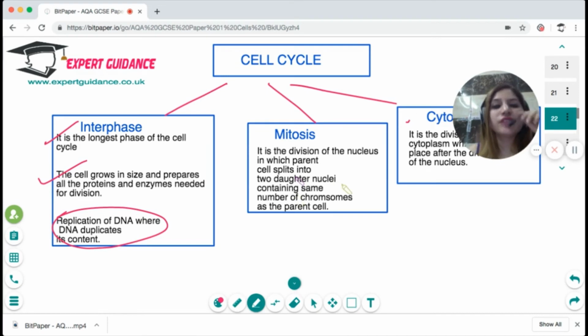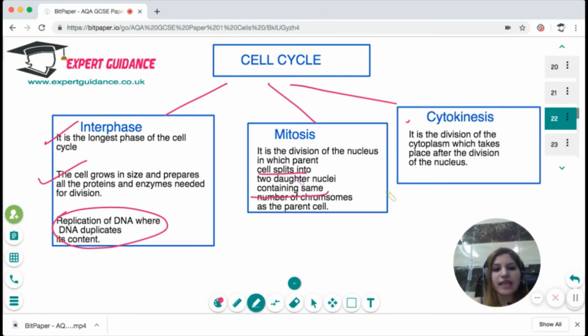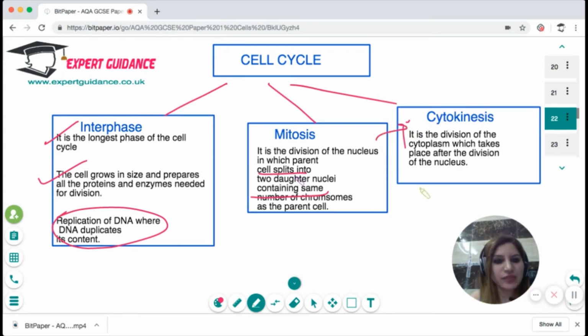After this preparation, the interphase stage is done, then comes the mitosis stage. Mitosis is the division of the nucleus, in which the parent cell splits into two daughter nuclei, which contain exactly the same number of chromosomes as the parent cell, so the daughter cells are genetically identical. And next is cytokinesis. It is the division of the cytoplasm, which takes place after the division of the nucleus.